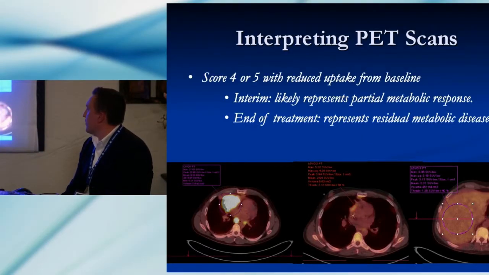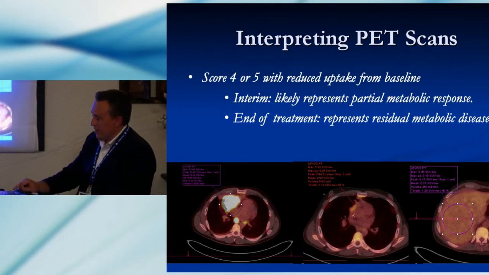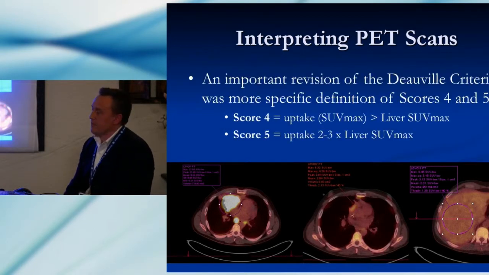A score of 4 or 5 with reduced uptake from baseline in an interim scan likely represents a partial metabolic response. If you see it at the end of treatment, it represents residual metabolic disease, and these are the terms, or the terminology that's recommended for the way we report it. And an important change in the revision of the Deauville criteria for scores 4 and 5, they were a little bit vague in the past because they were termed moderate and marked.